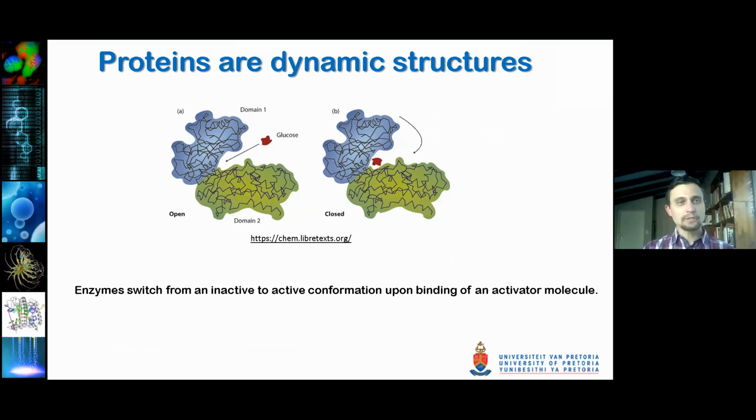Okay, one other aspect I would like to highlight about proteins is that they are dynamic structures. Life is dynamic. Life is about motion, about function. And many types of proteins switch between different functions. For example, here we have a cartoon of an enzyme which will switch between an inactive conformation, and upon binding of an activator molecule, which in this case is glucose, it will then switch to the closed conformation, which is the active conformation, and then it can go and execute a function.